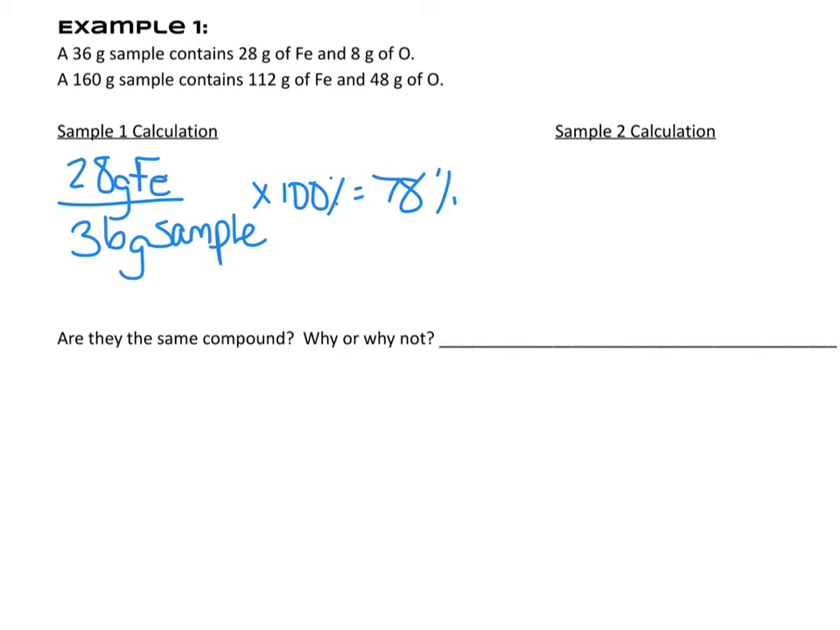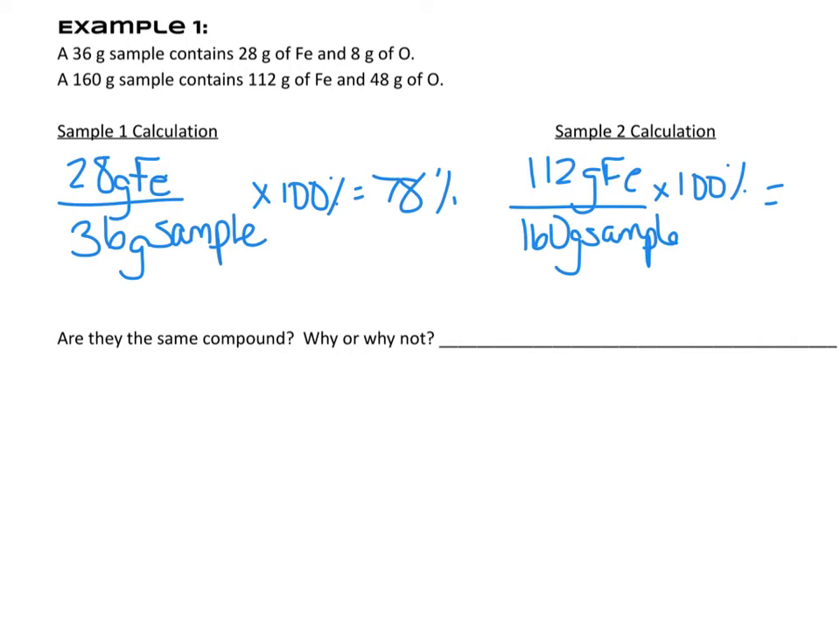Okay, if we look over at sample 2, we see that we have 112 grams of iron out of a 160 gram sample. And when we multiply that by 100%, we get 70% even. Okay? So in this particular case, even though the samples are of different sizes, their compositions are different. They have different amounts of iron and oxygen as far as the ratio goes. So these are not the same sample because their percent compositions are different.